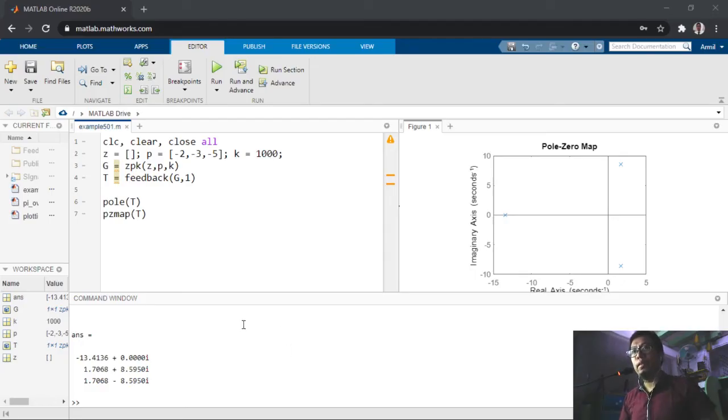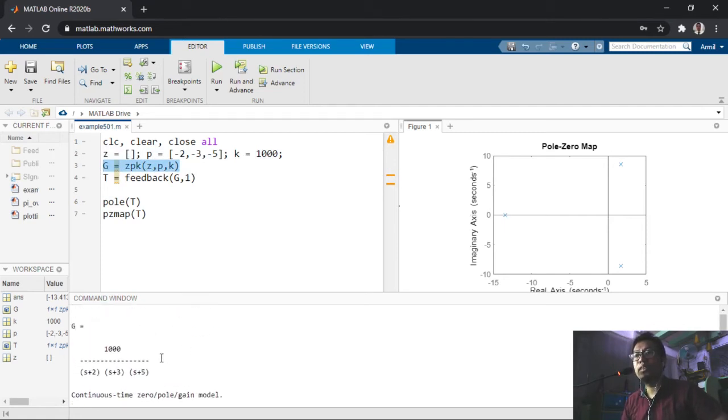Okay, so we verify with MATLAB kung tama yung results na nakuha natin. So again, tandaan natin na based sa Routh-Hurwitz criterion, nakakuha tayo ng dalawang poles sa right half plane, tapos isang pole sa left half plane. Okay, so ginawa natin, kinuha muna natin yung ating forward transfer function. So ito yung magiging forward transfer function natin, 1000 over s plus 2 times s plus 3 times s plus 5.